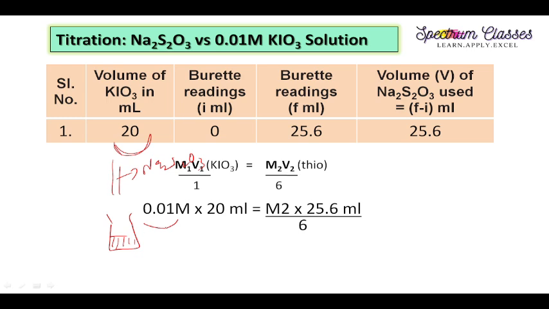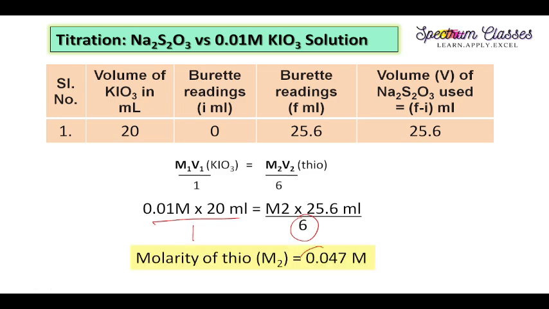So this is the concentration of KIO3 which you have prepared, taking 20 ml of solution in the conical flask. So the molarity of sodium thiosulfate we need to calculate. The volume consumed is this much, and you divide it by 6. As I told you earlier, this is by 1, this is by 6. Divide by their coefficients in the equation. Now the molarity of sodium thiosulfate is this much.